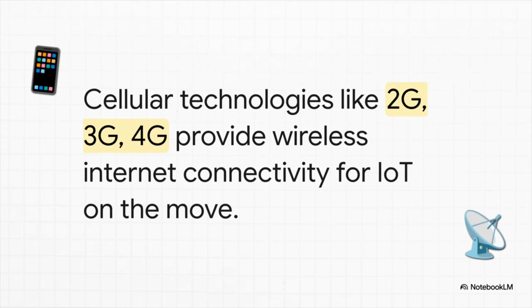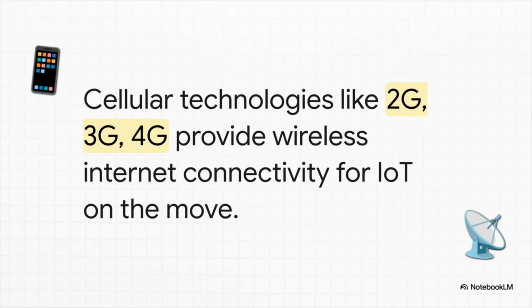And finally, we absolutely can't forget cellular technologies: 2G, 3G, and 4G mobile communications. When an IoT device, like a car, needs to physically leave the local network and go on the move, it relies on these generations of cellular tech, like GSM, CDMA, and LTE, to stay wirelessly connected to the internet from virtually anywhere.